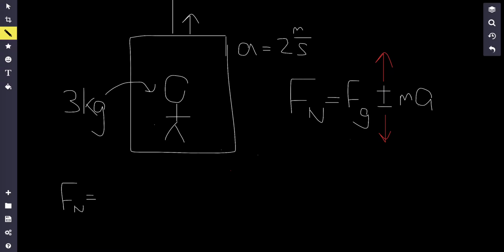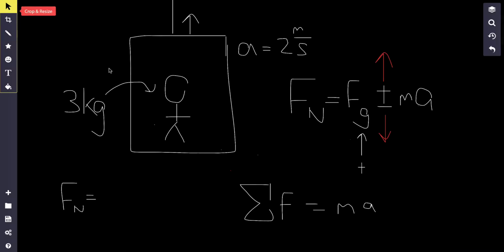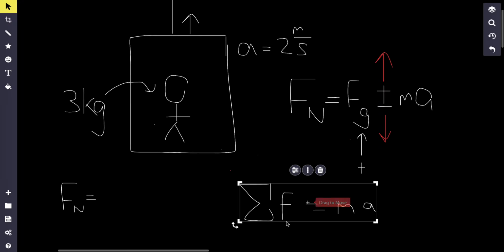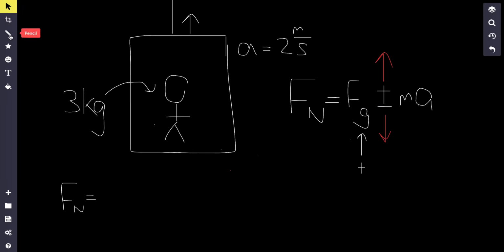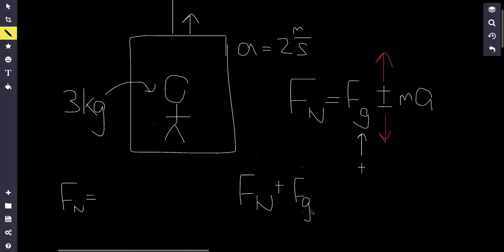Now, let's just say that my acceleration upwards is 2 meters per second squared. So we're accelerating upwards. Let's say the dude has a mass of 3 kilograms, and we want to find out the normal force. Now, it's important to note that in this formula, the force of gravity is actually going to be a positive value. And this just comes from Newton's second law. This just says that the sum of the forces, or the net force, is equal to mass times acceleration. So I can write that the normal force plus the force of gravity is equal to mass times acceleration.